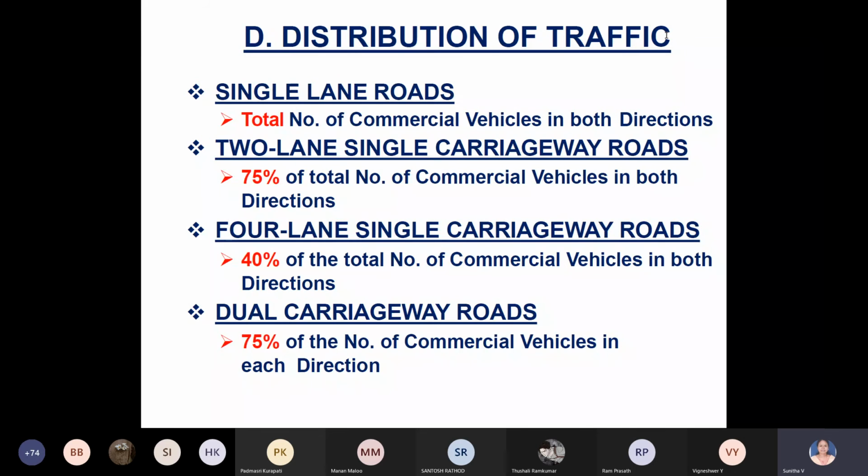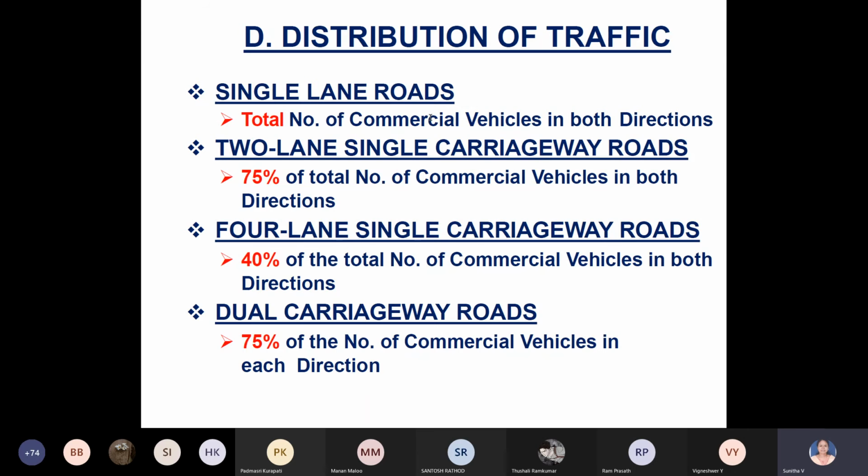Then distribution of traffic. If it is a single lane road, you have to take the total number of commercial vehicles you are counting on that particular road for the design. If it is a two-lane single carriageway, you have to take 75% of the total number of commercial vehicles in both directions. If it is a four-lane single carriageway, then it's 40% of the total number of commercial vehicles in both directions.